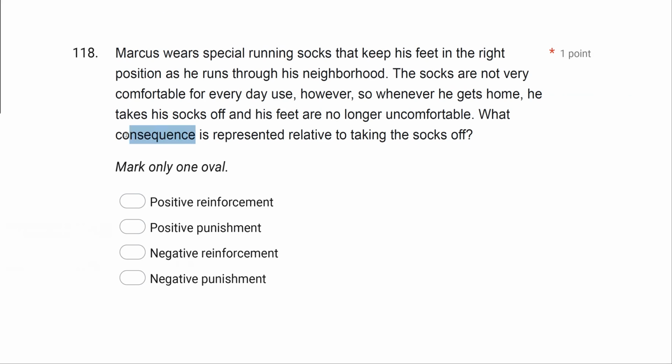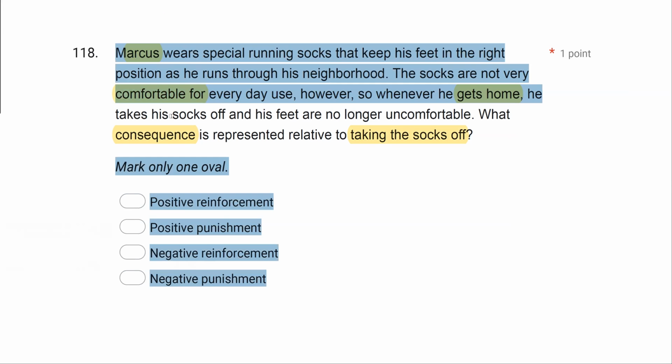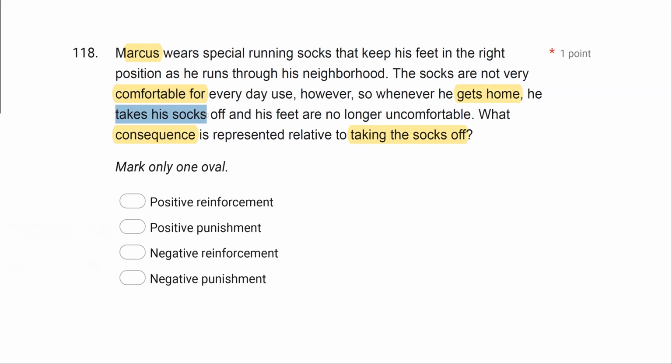So we have a consequence question: punishment or reinforcement. Let's break it down. We're looking at Marcus's behavior relative to taking the socks off. He wears running socks as he runs. However, the socks are not comfortable. So he gets home, and what does he do? He takes his socks off, and as a consequence, he's no longer uncomfortable. What has happened? The uncomfortableness has been removed.